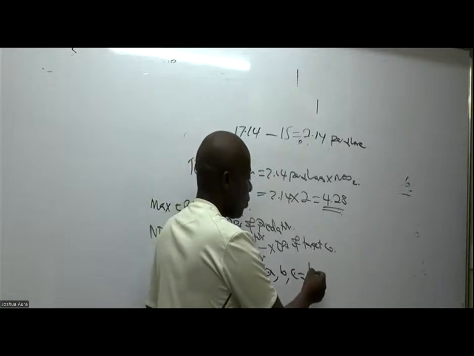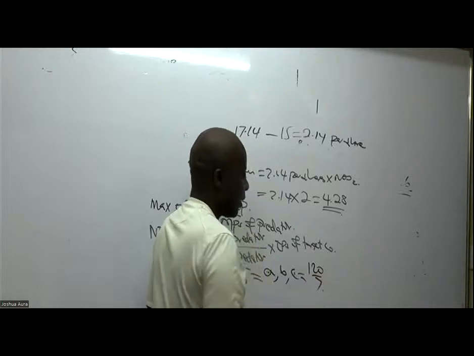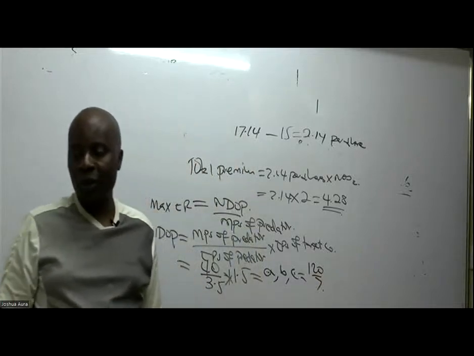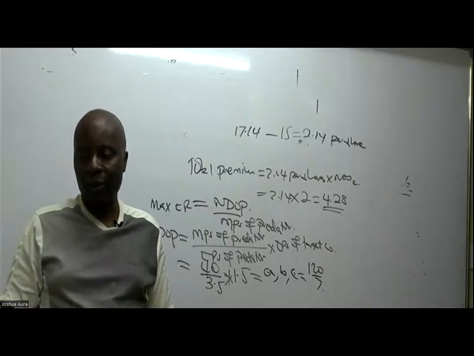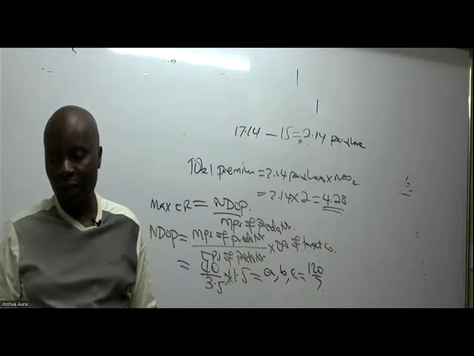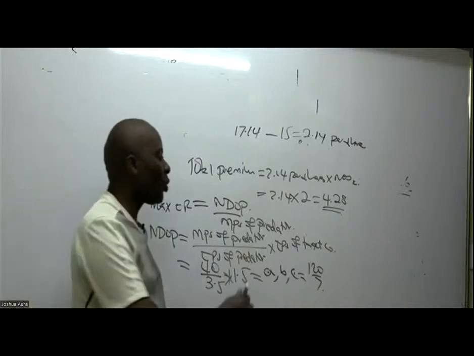I can't remember it very well. Was it 120 over 7? Is there somebody who can remember this fraction? 120 over 7. Yes. So this is what you will bring here.